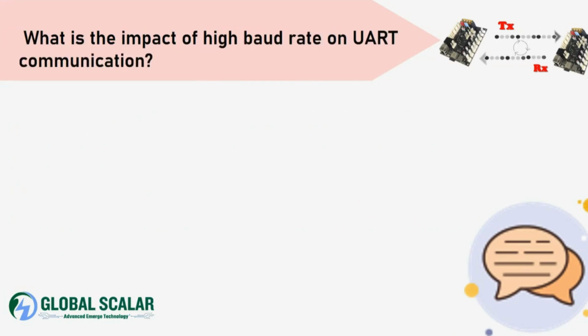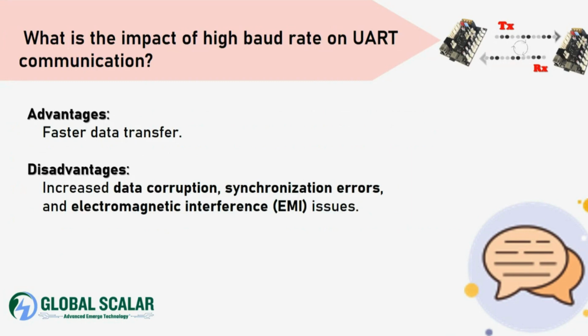What is the impact of high baud rate in UART communication? The advantage here is faster data transmission. The disadvantages are increased data corruption and synchronization errors, and due to the two wires, electromagnetic interference issues can occur.